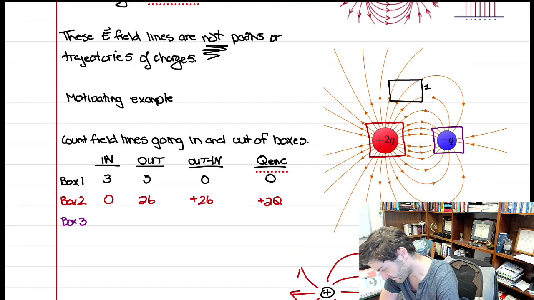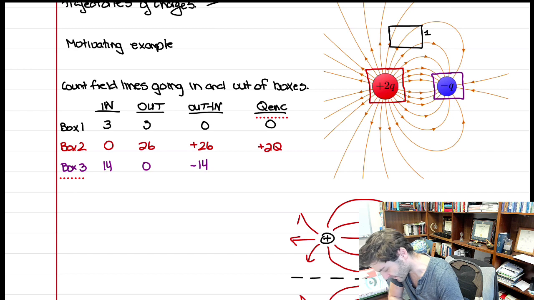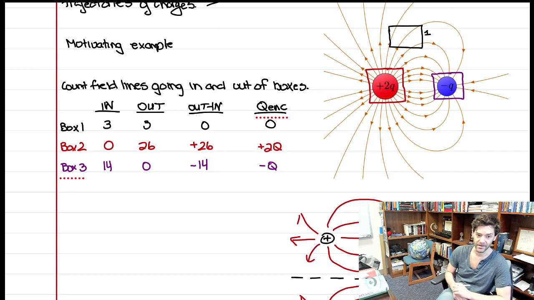So in this case, box 3 looks like 14 go in, 0 go out. So then the out minus in looks like it's negative 14. And that also happens to be where there's negative Q charge inside the box.